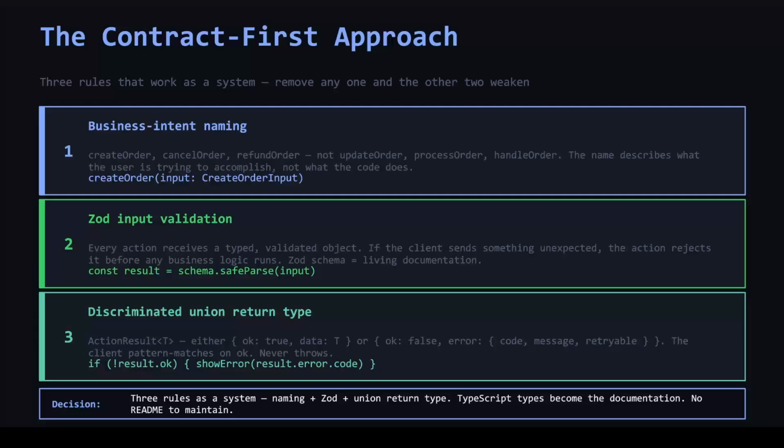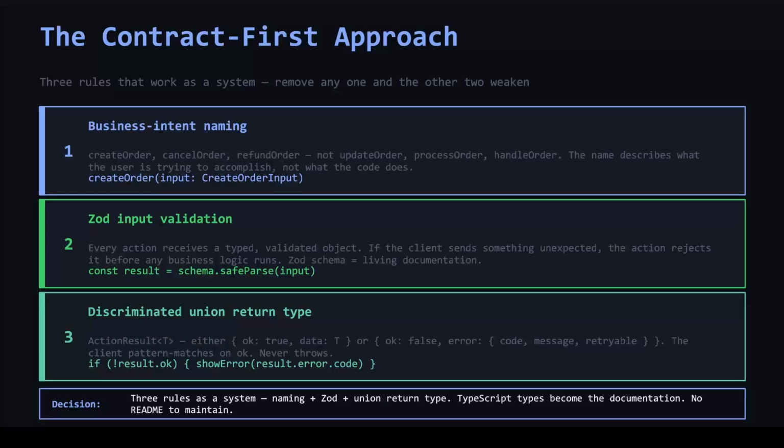Rule 2, Zod input validation. Every action receives a typed validated object. If the client sends something unexpected, a string where an integer is expected, a missing required field, the action rejects it before any business logic runs. The Zod schema is living documentation. It can't go stale because it's enforced at runtime on every call.